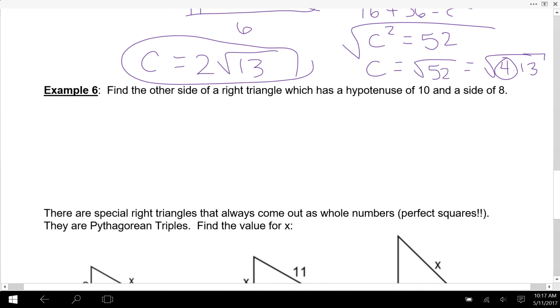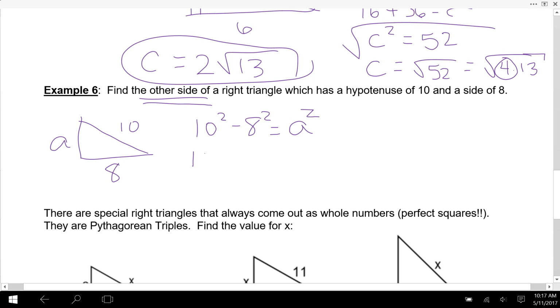Okay, number 6. Find the other side. So I know I'm going to subtract because I'm looking for the other side. If you want to draw the picture, I always love drawing the picture. I have a 10 and an 8, and A or B, it doesn't matter which, is the one I'm missing. So I'm subtracting: 10 squared minus 8 squared equals A squared.